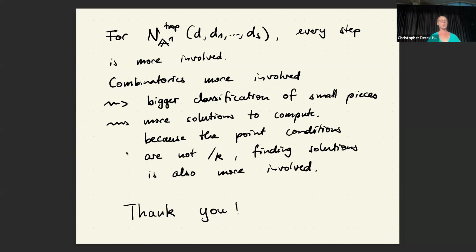And with the combinatorics being more involved, you have a much bigger classification of those little pieces that you need to glue. And for each little piece, also, just the fact that the point conditions are not defined over K, but over those quadratic conditions, makes it more complicated to actually compute the solutions. So in some sense, there's not that one challenge that I can point you to, but just every step is a mess. It took us a while, took us some nerves, but I'm quite happy that it worked out and that now with tropical methods, we can compute all those numbers simultaneously.